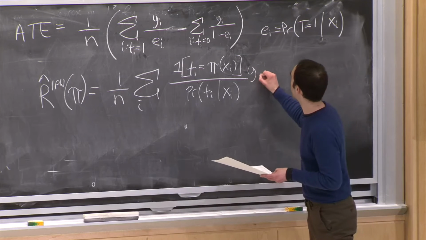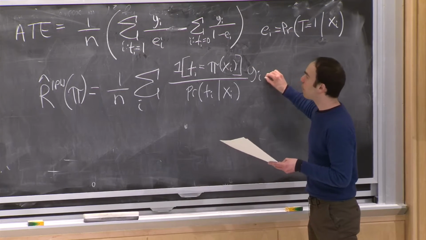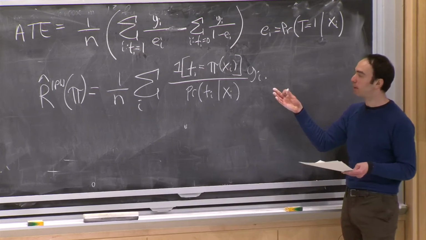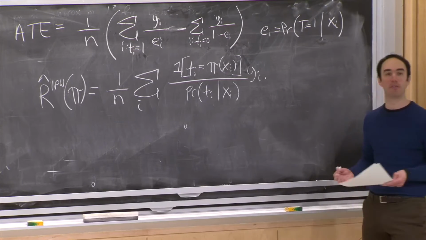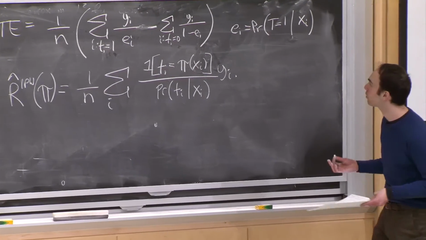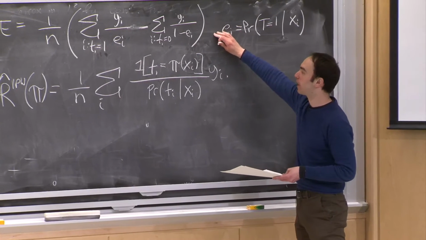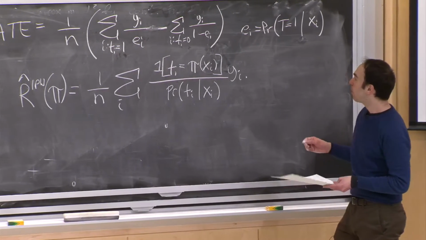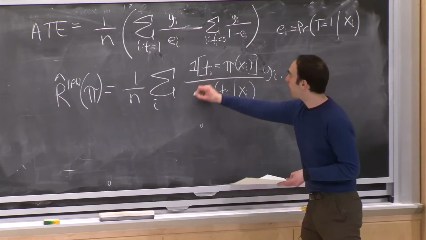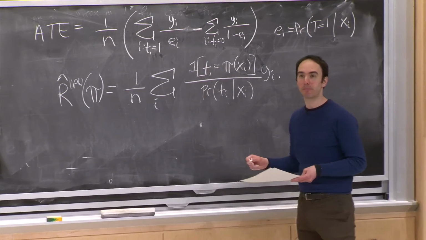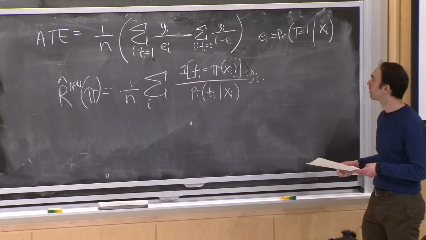Times yi, obviously. OK? So this is now a new estimator. I'm not going to derive it for you in class, but the derivation is very similar to what we did last week when we tried to derive the average treatment effect. And the critical point is we're dividing by that propensity score, just like we did over there.